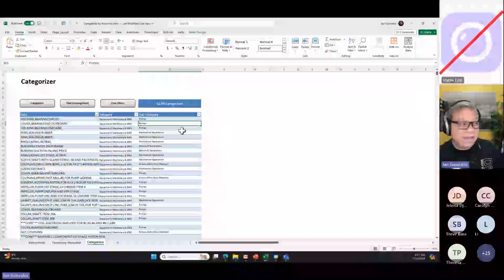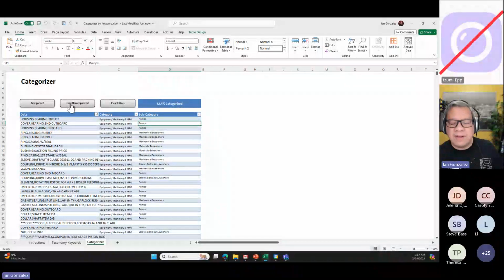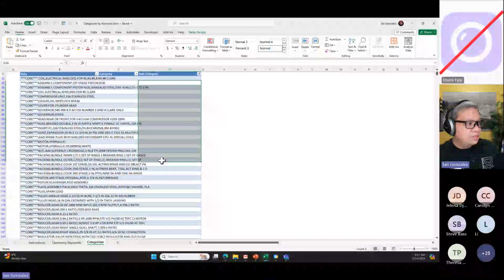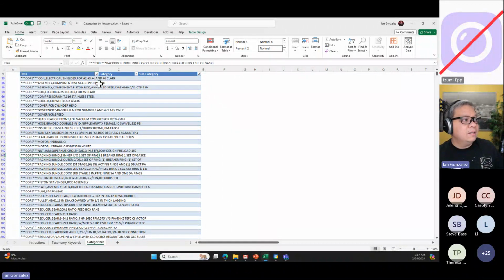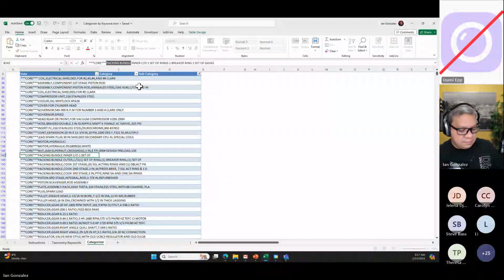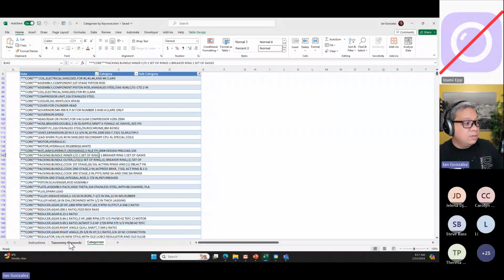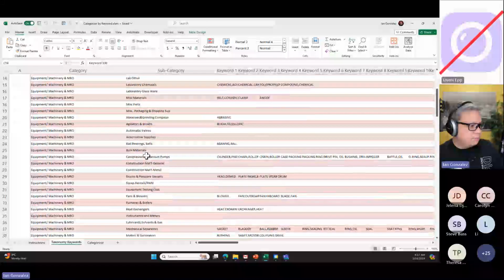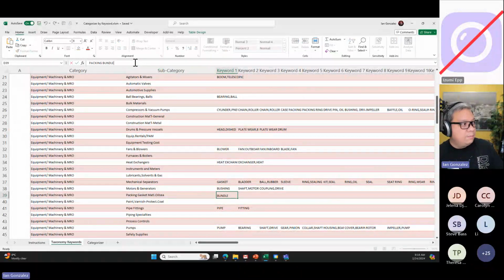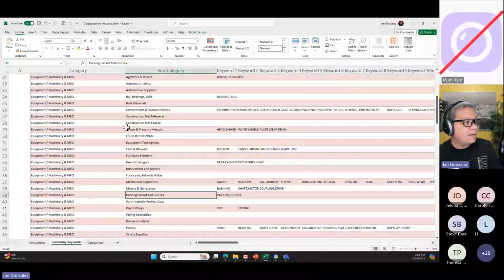So how do I make this more accurate? You click on the second button here called Find Uncategorized. If I click that, there we go. These are everything that wasn't categorized. So you take something like this one that says packing bundle. Maybe I'll take the words packing bundle and put the keyword here for that. I don't have anything for packing, so I'll just paste it there. Packing bundle will now go under packing in gaskets materials.